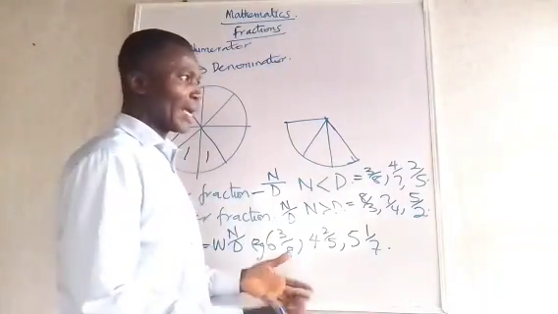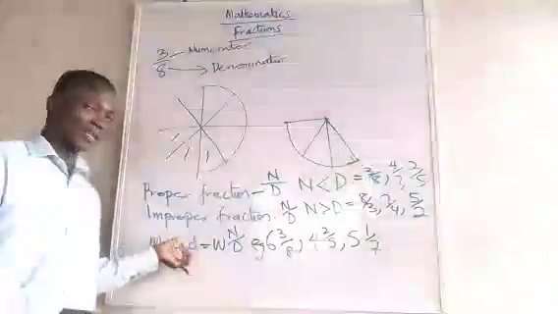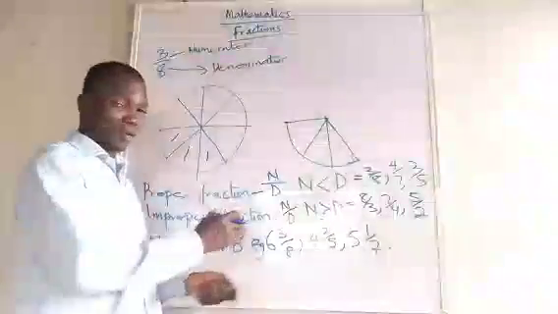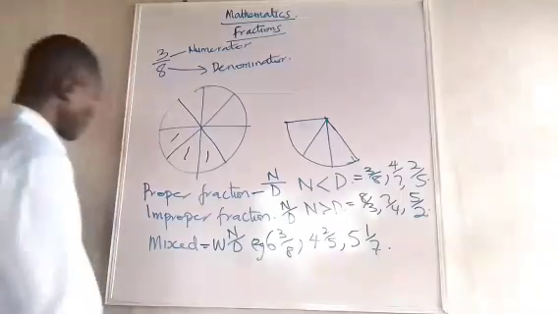So most times, improper fraction and mixed fraction are interconvertible. Every time, not most times, every time. Improper fraction and mixed fraction can be converted to each other. You can convert one to the other one. Let me make it simple for myself.